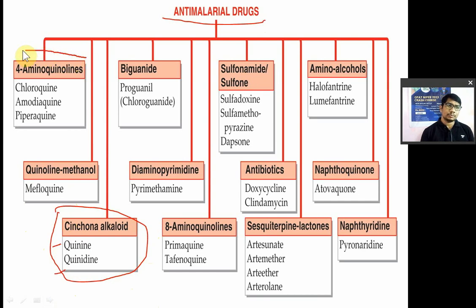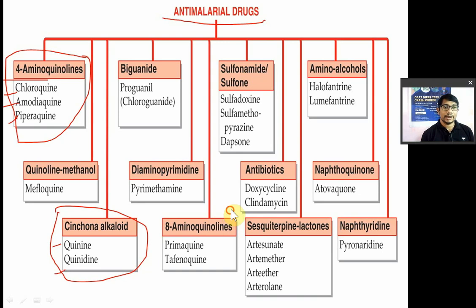First one is the 4-aminoquinoline derivative. A question can come on this: one of the following is not a 4-aminoquinoline derivative, or one of the following is an 8-aminoquinoline derivative. So remember chloroquine, amodiaquine and piperaquine: CAP, like the cap you wear in the sunshine. C for chloroquine, A for amodiaquine and P for piperaquine. So CAP is the 4-aminoquinoline derivative, right?